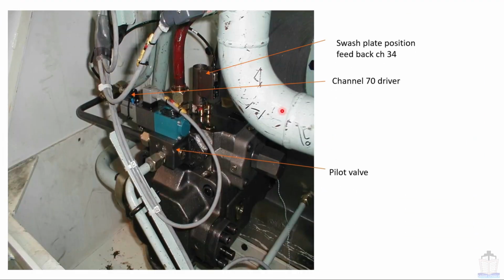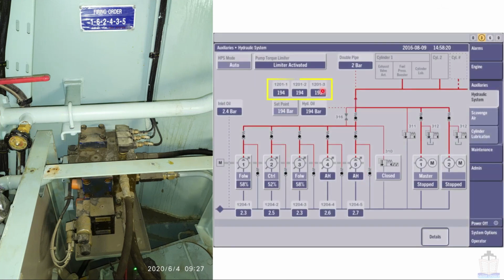Now going to talk about the sensor part of the engine driven swash plate pump. So it has only one sensor, that is the swash plate position feedback sensor, that is mostly connected with the channel number 34. Another electronic part is channel number 70 driver, and this is a purely mechanical part which is called the pilot valve. Another sensor part is these 3 high pressure transmitters. These are installed over here, these 3 you can see. So only that much sensor part is fitted in the HPS system.